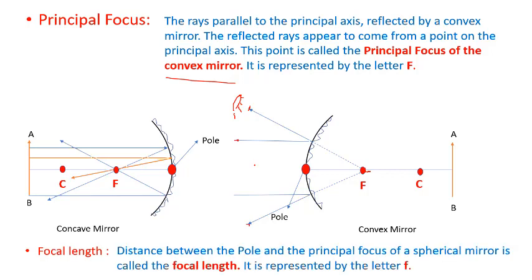Now what is focal length? The distance between the pole and the principal focus of a spherical mirror is called the focal length. It is represented by the letter f. This is the big F, capital F; this is the small f. Do not make any confusion. The distance from here to here is f, called the focal length. And this is the principal focus of the convex mirror. This is the principal focus of the concave mirror. Similarly, for the concave mirror, the focal length is this.